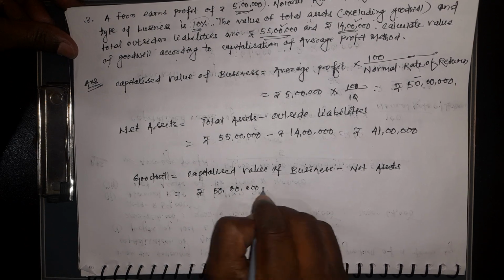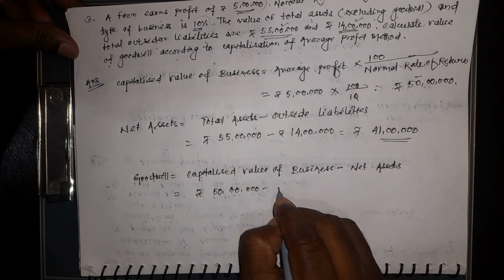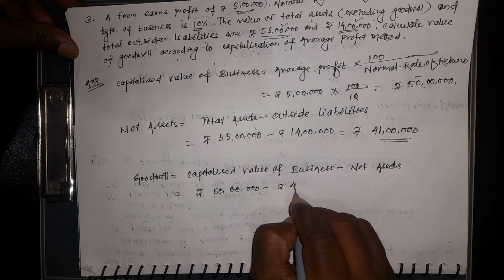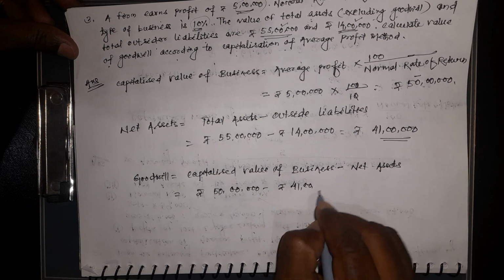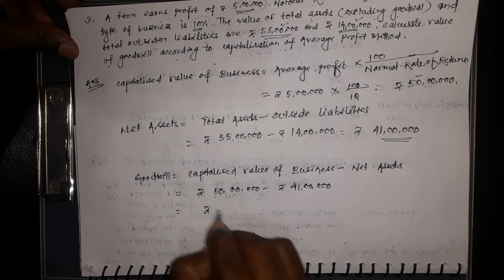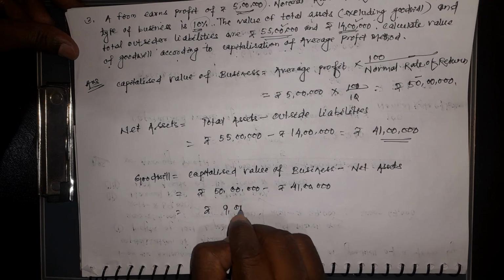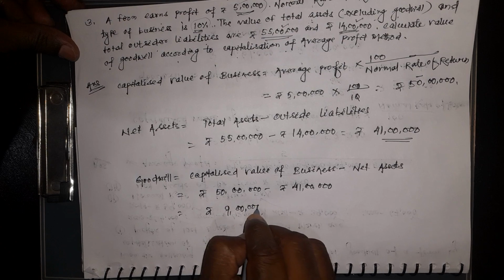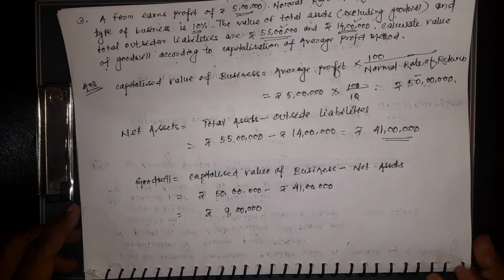And net assets, we have calculated it just now, that is 41 lakh. So goodwill will be 9 lakh. Clear? And one question more.